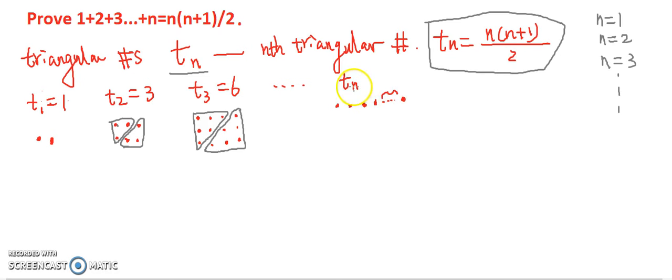So for example, if n is 10, then I should have 10 dots in the first row, but I only drew 5 of them. So these little dots here represent the other 5. But if n is 100, I drew 5 dots here. These little dots will mean the rest of the 95 dots. Because in the general case, we have no idea what n is, so that's all we can do: use some little dots to represent the dots we didn't draw.